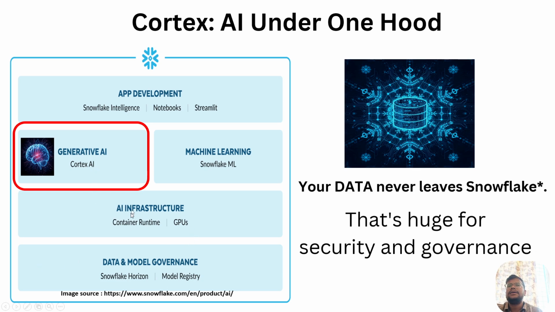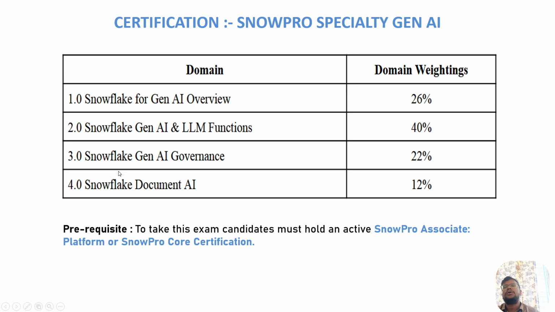So we'll be dealing only with the GenAI Cortex series, and we'll try to cover whatever is required for the SnowPro Specialty GenAI certification as part of it. In this particular certification, they generally cover 40% in GenAI and LLM functions. There are many functions there, like Cortex Complete or sentiment analysis, and apart from that, 12% is particularly for Document AI.